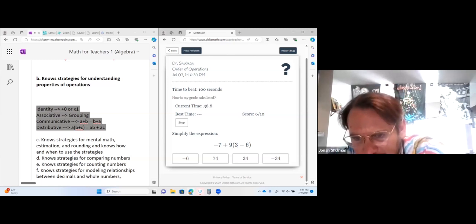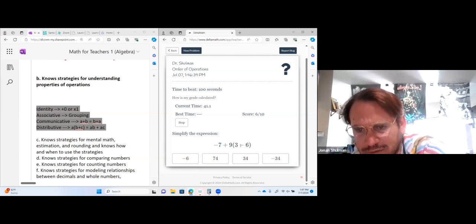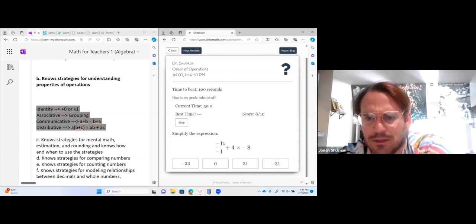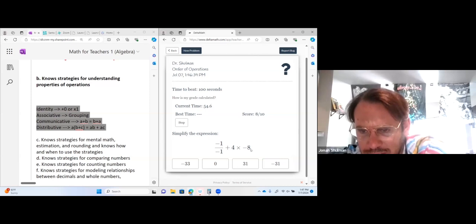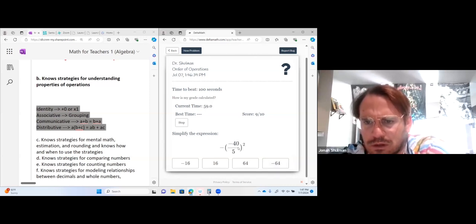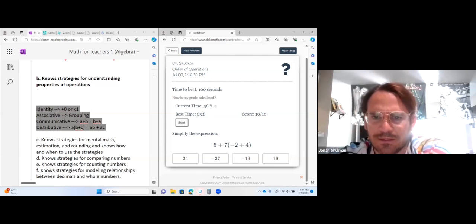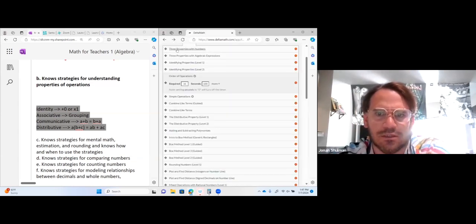Oh, sorry, 3 minus 6 is -3. 9 times -3 is a -27, so it's -34. This is a -4 squared, +16. And this is +1. And then we have to multiply this. So that's going to be -32 plus 1 is -31. And the last one is -8, +64, -64. We did it. Beat the best time. All right, let's go back.